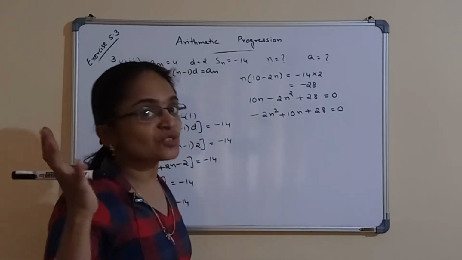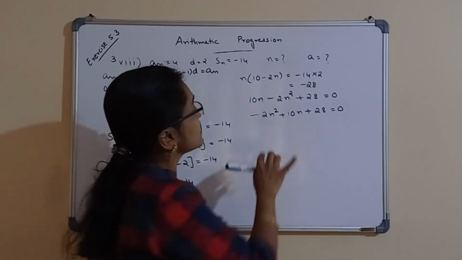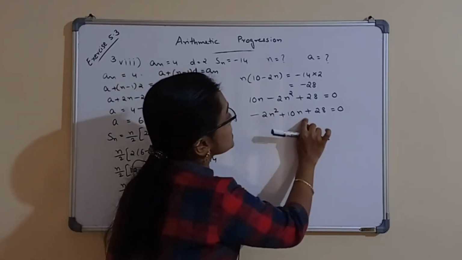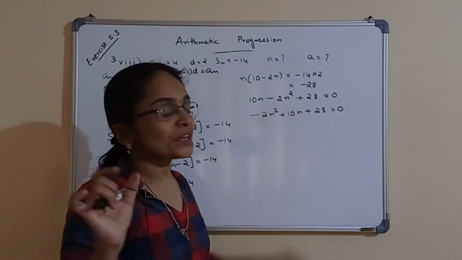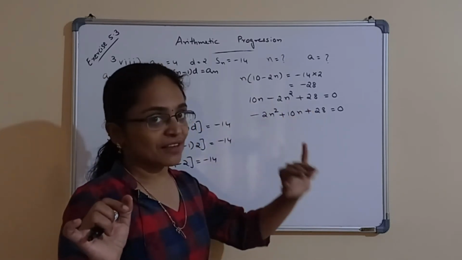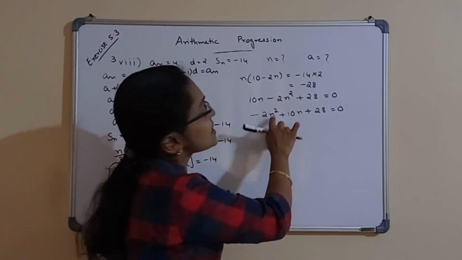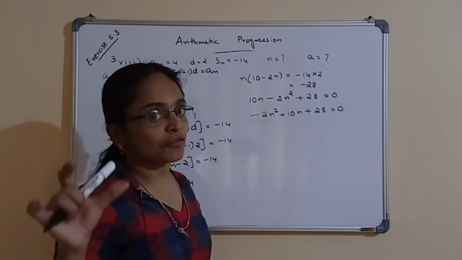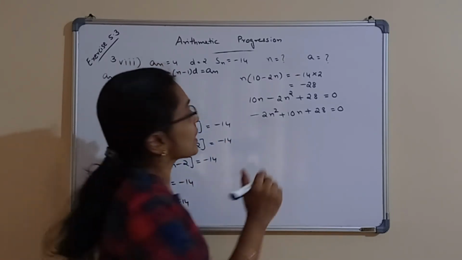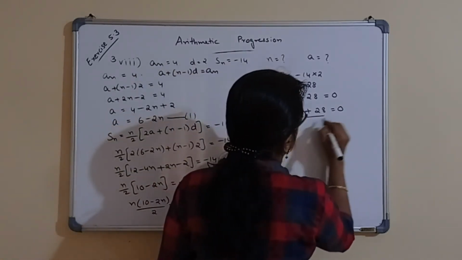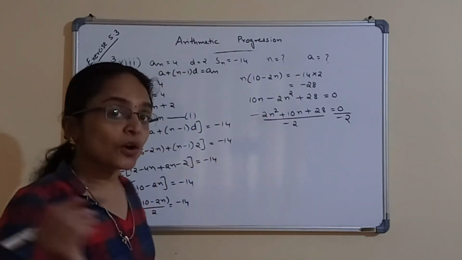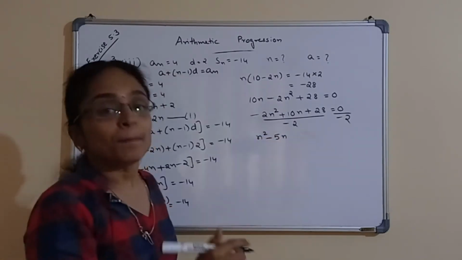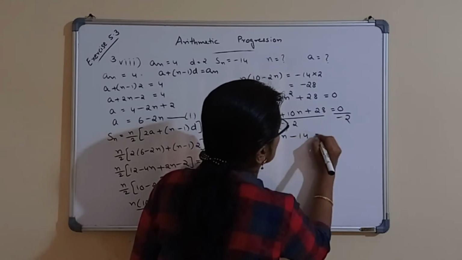To convert this to general form of quadratic equation, we can divide it by minus 2. Because all these terms are divisible by 2. In all these terms, 2 is a factor, and to change this sign to positive, instead of dividing by 2, we can divide it by minus 2. So, dividing LHS and RHS by minus 2, what will we get? n square minus 5n minus 14 is equal to 0.